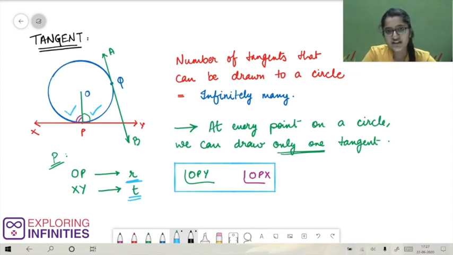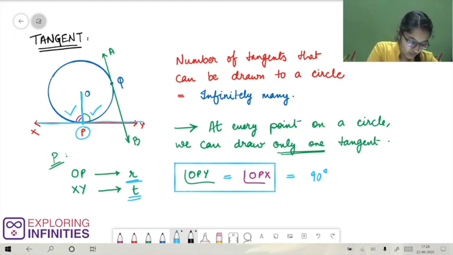Now we know that there is indeed something special about these angles, and that is OPY is equal to OPX is equal to 90 degrees. Why? Because tangent at any point to a circle, here the point that we are considering is point P, is always perpendicular to the radius passing through its point of contact. That means XY is perpendicular to OP. Hence, angle OPX and angle OPY are equal to 90 degrees. This is our theorem 9.1.